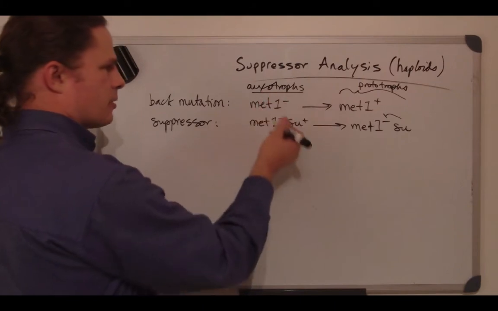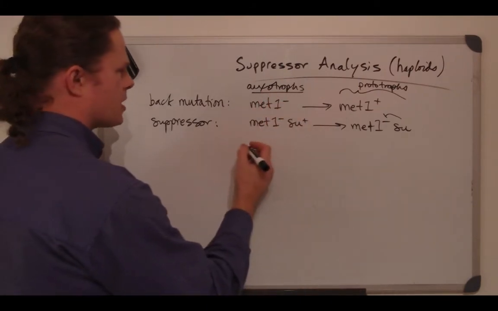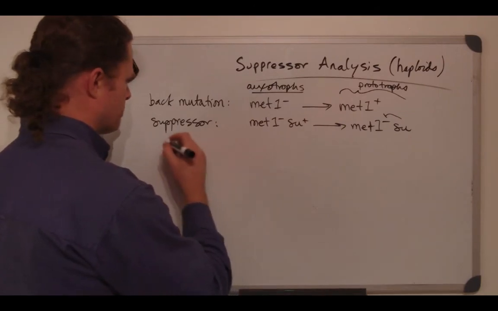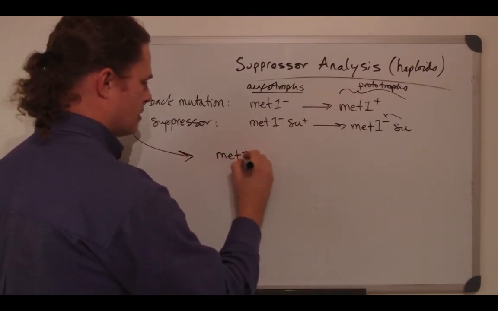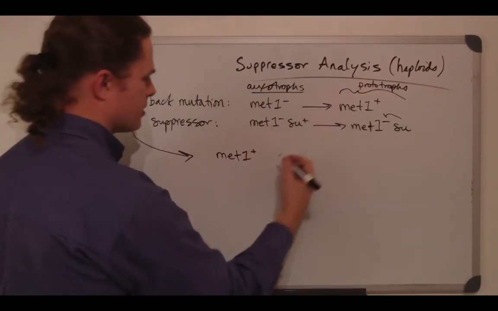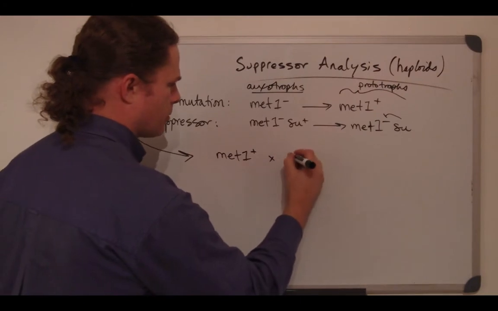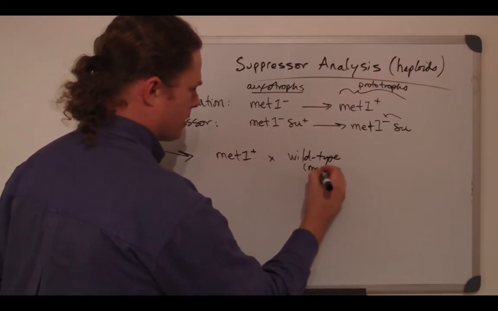The key to distinguishing between these in experimental crosses is to cross each of them to wild type. We'll do the first one here, the back mutation. This is the simplest case. Because this is now a wild type allele of this locus, if we cross this with wild type, and again, wild type is just MET1.